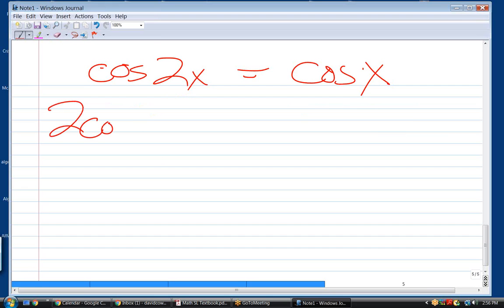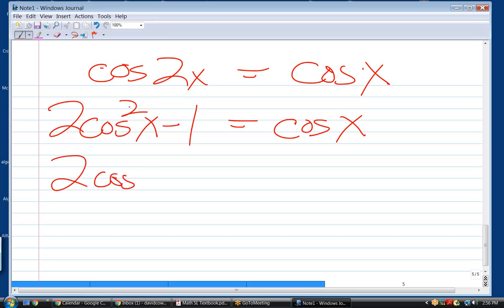So 2 cosine squared x minus 1 equals cosine x. Now what? Would I bring cosine x to the left side? In other words, at this point, treat it like a quadratic, just like a polynomial.